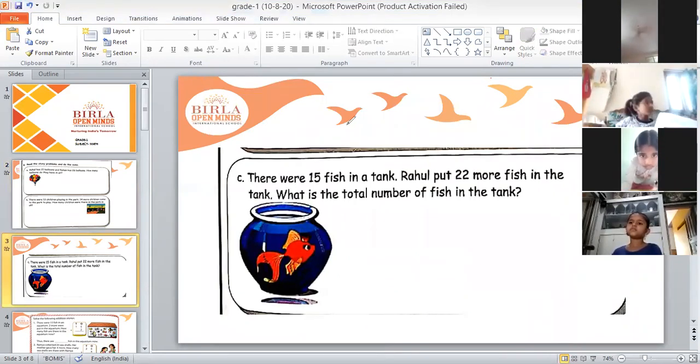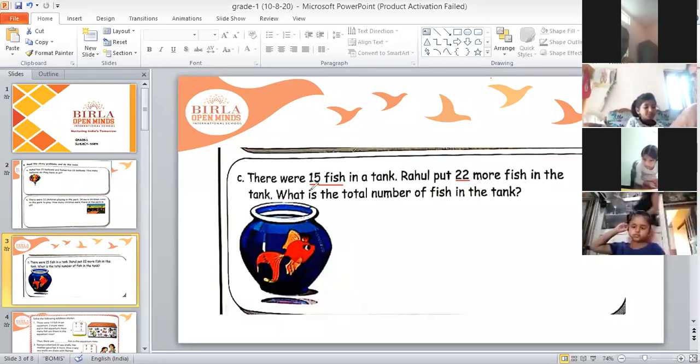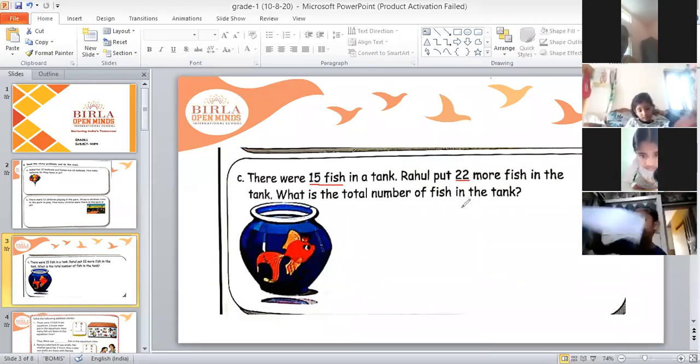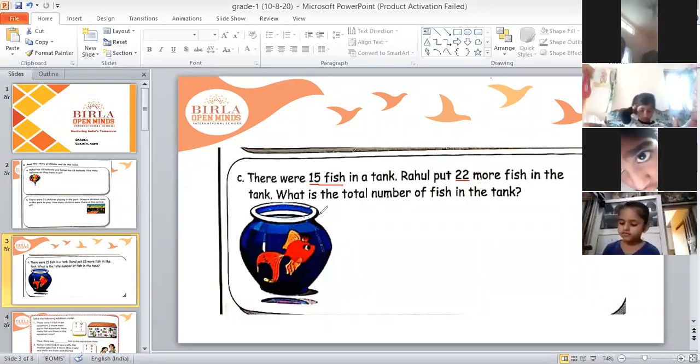So this is: there were 15 fish in a tank. Rahul put 22 more fish in the tank. So there was one tank and in the tank there were 15 fish. And then Rahul put 22 more fish in that same tank. Now they are asking you what is the total number of fish in the tank.